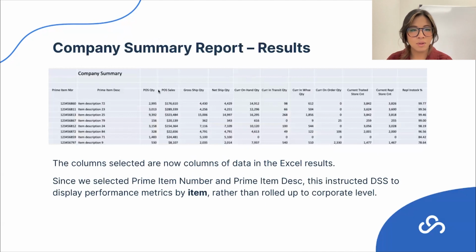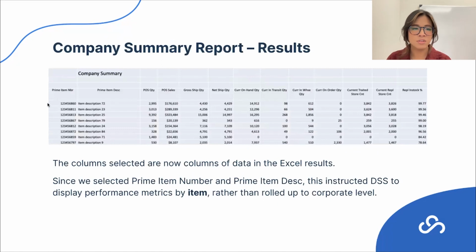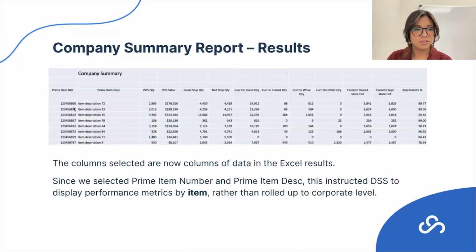So this is what it's going to look like, right? So as we talked about, you've built your columns out. So these are all of the columns that we've listed here. They're going to go across. So your item number, item description, your POS data, your pipeline, your store counts, your replenishment in stocks, so on and so forth. And then these are the items that all fall under this 6-digit vendor number. So you guys can see here, item 72, 73, 25, so on and so forth. And you'll be able to basically see all of the data, items down, columns across. So again, once you're in Excel, you can filter, sort, roll up, pivot table, however you need to get the data that you need.